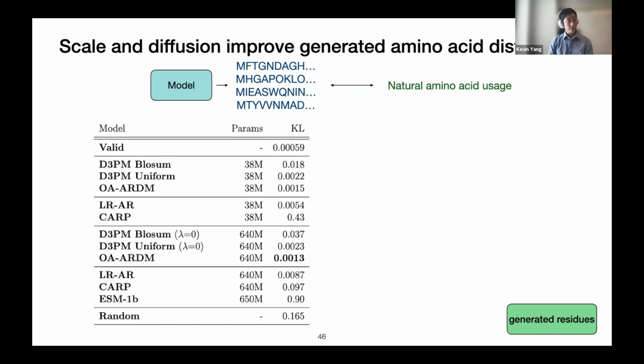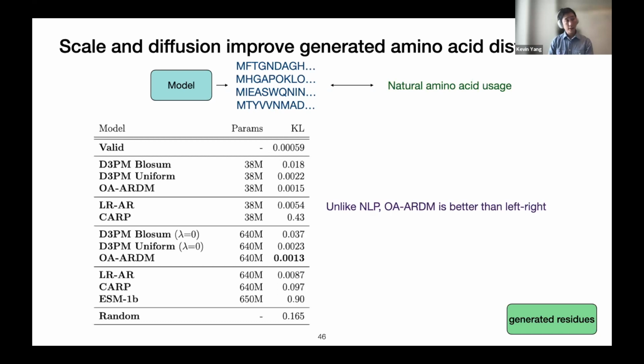We also try ESM1B, which is a transformer masked language model. It's also trained on UniRef 50, but they did a different train test split. It's also slightly bigger, but it doesn't do much better, or actually does much worse at generation.